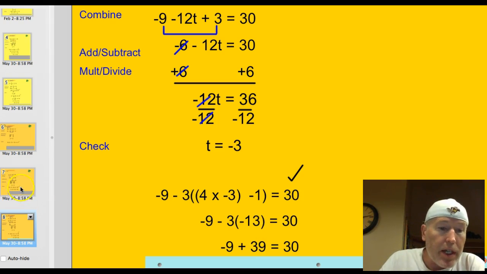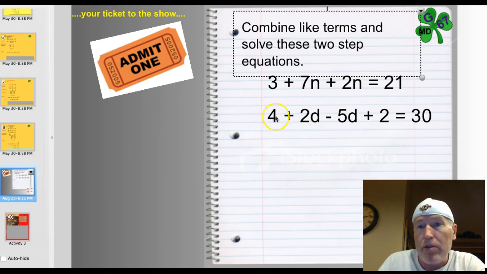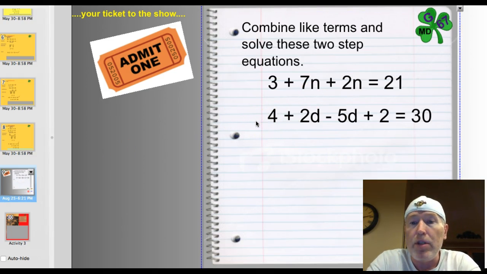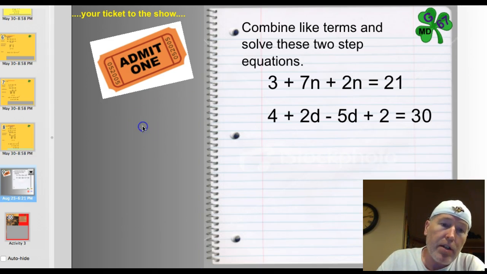All right, you guys are ready for the ticket to the show. Here you go. These two problems: combine like terms and solve these two-step equations. All right, time for the ticket to the show.